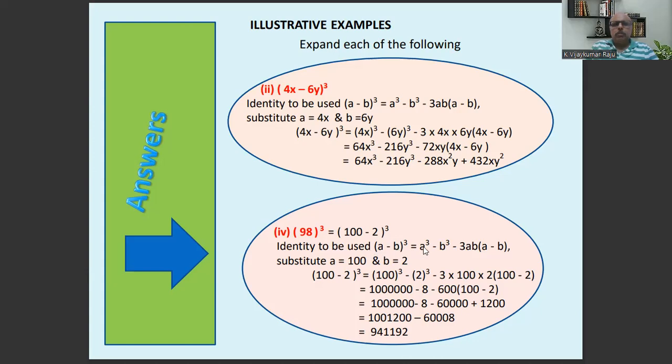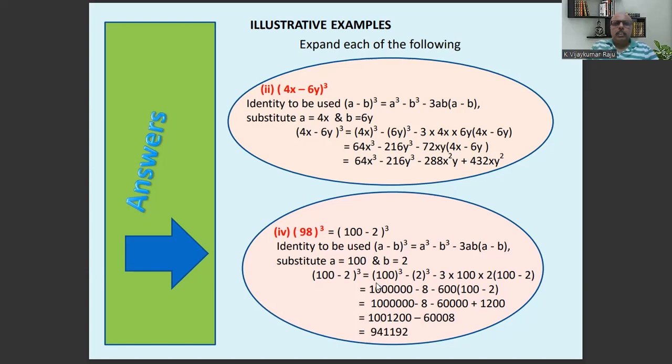So (a minus b) whole cube is equal to a raised to 3 minus b raised to 3 minus 3ab into (a minus b). Here a is 100, b is 2. So 100 cube minus 2 cube minus 3 into 100 into 2 into (100 minus 2). 100 cube means how many zeros are here? There are 2 zeros, 3 times you'll have to put. So 2 zeros, 1 pair, second pair, third pair. So the calculation becomes easy.